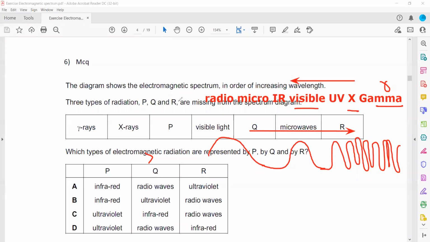So what are the parts which are missing? Gamma is there, X-ray, and between X-ray and visible we should have ultraviolet. After visible, between visible and micro, we have infrared, and R should be radio. So P should be ultraviolet, Q should be infrared, and R should be radio. That's why C will be the right answer.